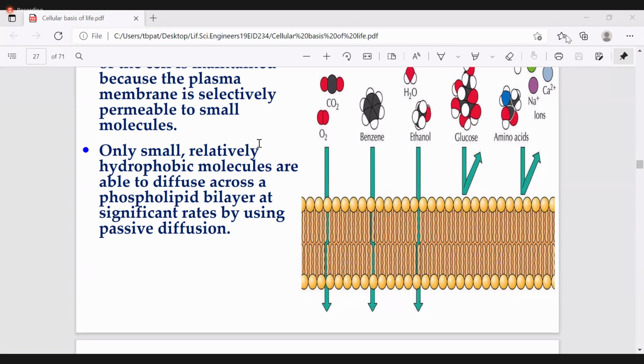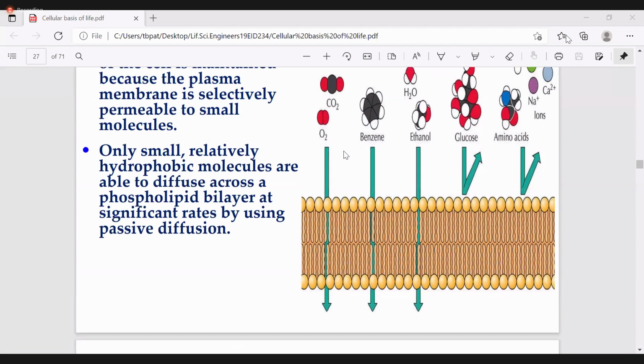Only small, relatively hydrophobic molecules are able to diffuse across this particular phospholipid bilayer. Bi means here it is two. They cross the phospholipid bilayer at significant rates by passive diffusion.